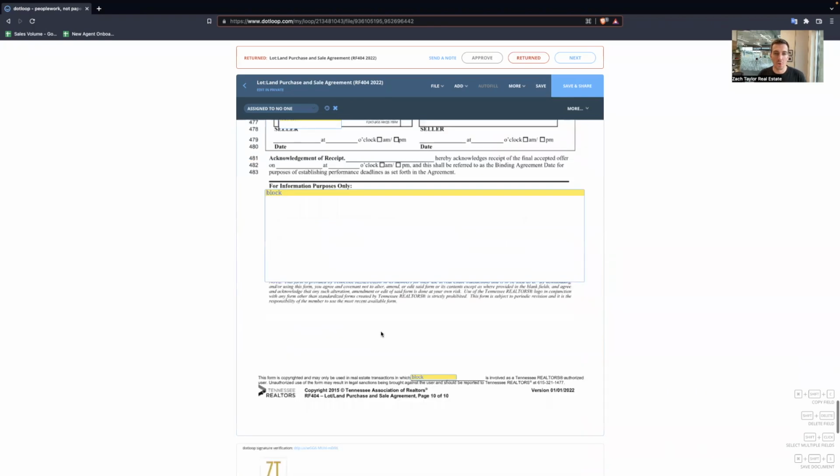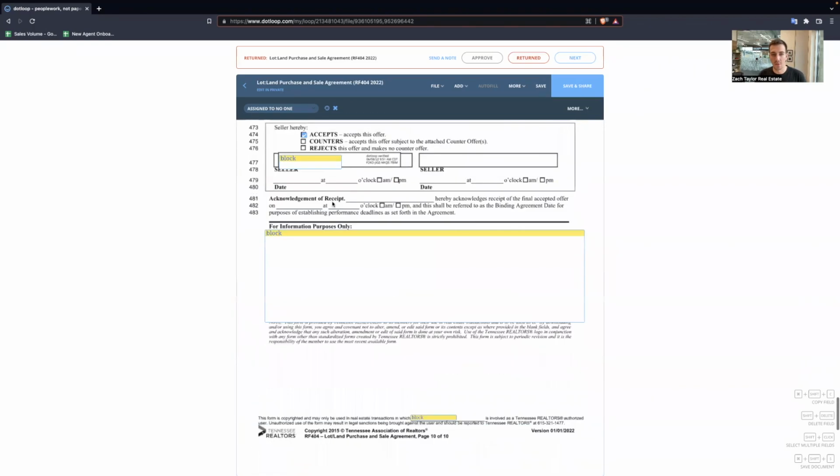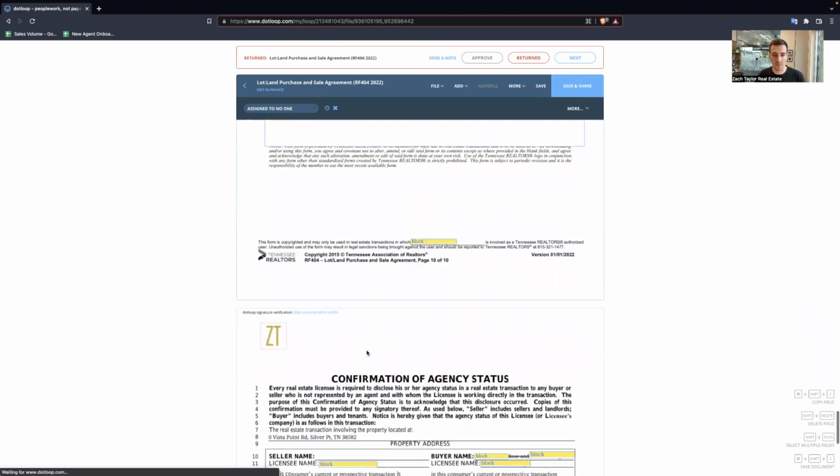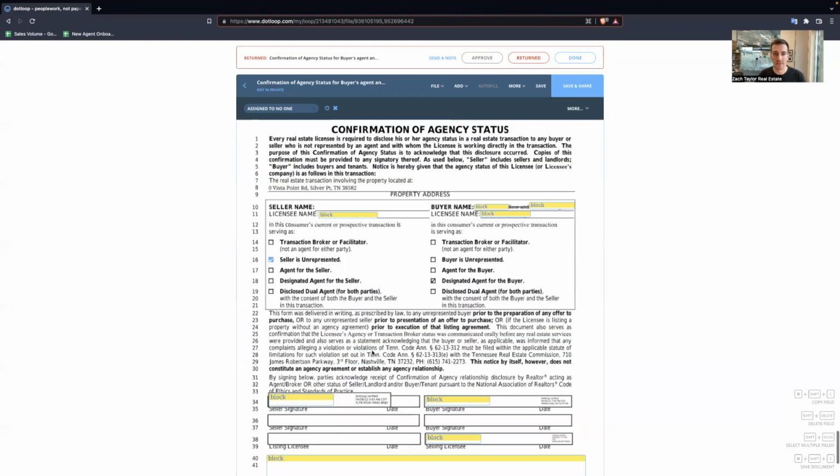If we move on to the next page, there's also no acknowledgement of receipt. So let's go through confirmation of agency status. This was a very unique situation. You don't see this all the time, but it's a good addition to the common contract mishaps. So this seller hired a flat fee company to list their property only. On the listing, it even said, contact the seller for showings, send them the offers. This is truly just a listing only.